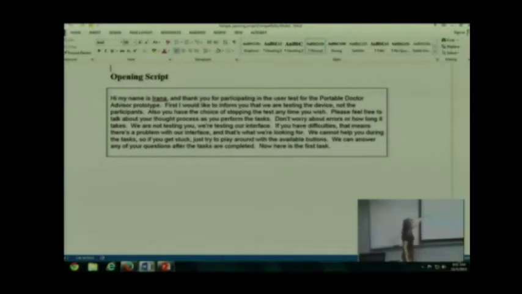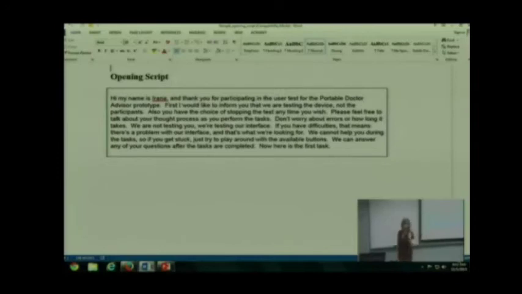All right, please feel free to talk about your thought processes as you perform the tasks. We're going to talk about something called the Think Aloud protocol that you're going to engage in. Don't worry about the errors or how long it takes. We are not testing you. We're testing our interface. If you have difficulties, that means there's a problem with our interface, and that's what we're looking for. So notice how many times you are emphasizing to your participant that you are not testing them. It is the product that is being tested. You're saying it several times in different ways. We cannot help you during the task, so if you get stuck, just play around with the available buttons. We can answer any of your questions after the tasks are completed.